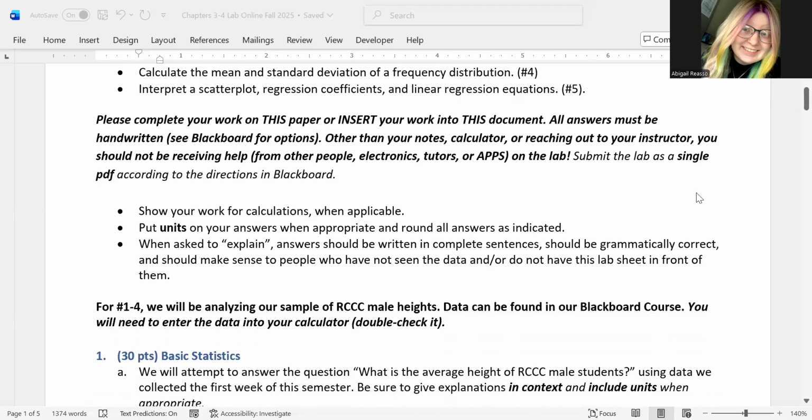And like always, if you're doing something mathematical that involves calculations, make sure you show your work. And we want to make sure we put units on our values as well as round as indicated. Now, if there is some question where we are asked to provide an explanation, those should be written in complete sentences with correct grammar.